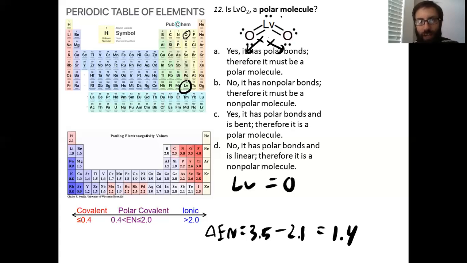So we're going to have a net dipole in this molecule pointing down. This is the same as the earlier example I gave in the key of sulfur dioxide, contrasting that with CO2, which was a linear molecule. And so, yes, it has polar bonds and is bent, therefore it is a polar molecule.